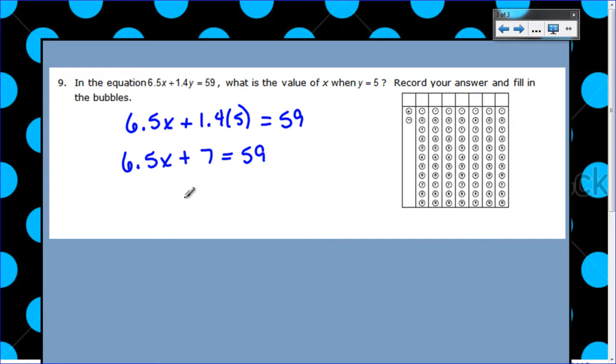And I'm going to solve this equation. I'm going to subtract 7 from both sides. And so I have 6.5x is equal to 52. And then I'll divide by 6.5. And you should get that x equals 8. So if you're going to bubble that in the grid, you don't have to bubble the positive, and you can put the 8 anywhere in here that you want. You can put it at the beginning, you can write it at the end, you can put it in the middle, just as long as the 8 ends up in there somewhere, it's all good.